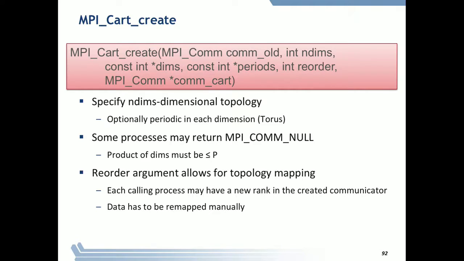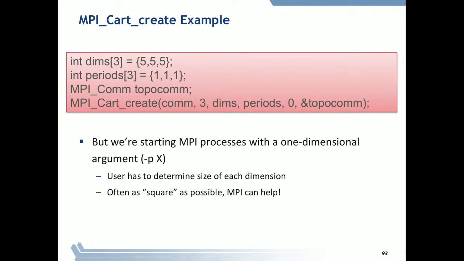So this is just an example of how you fill those. Let's say you have 125 processes arranged as a 3D mesh of 5 by 5 by 5. This is how you would do it. You'd create an array DIMS of size 3 and fill it with 5, 5, 5. You want it to be periodic, so you put 1, 1, 1 here, and then you pass these parameters. Here, just as an example, we pass 0 as reorder. You could pass 1 typically.